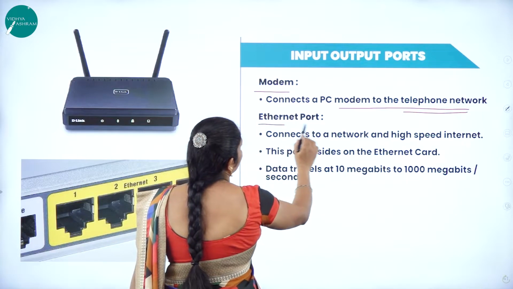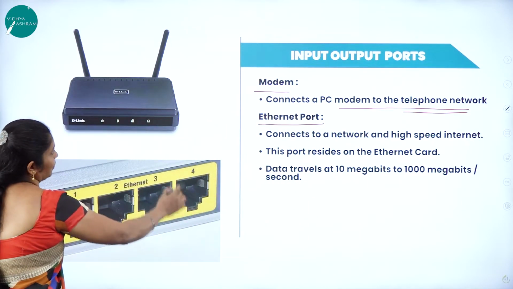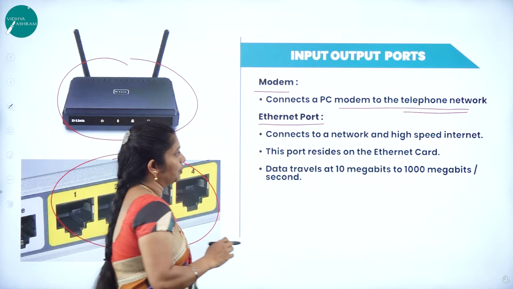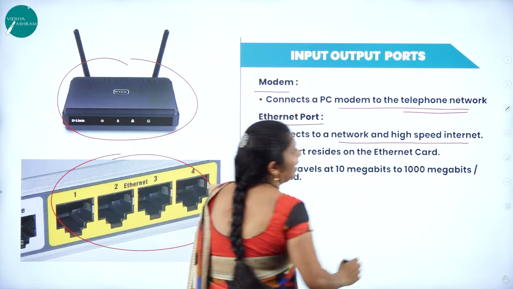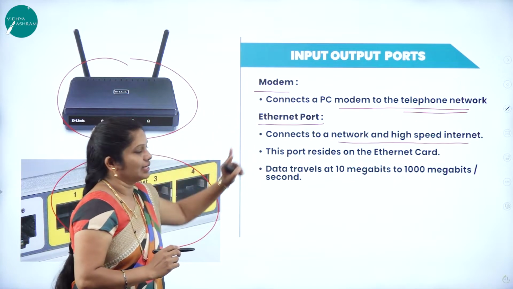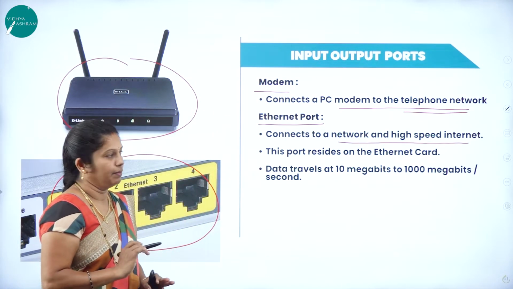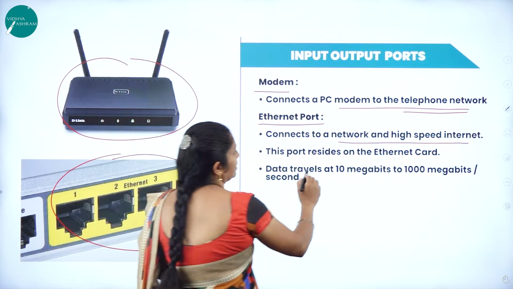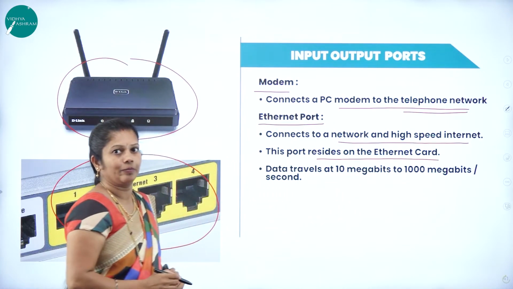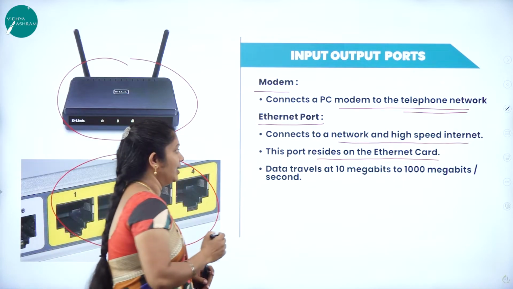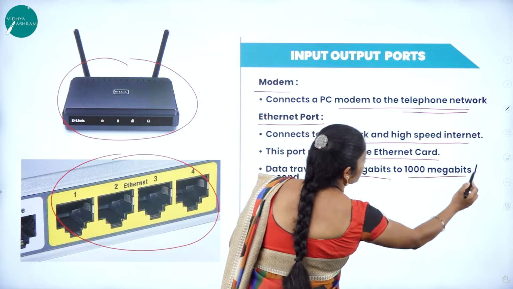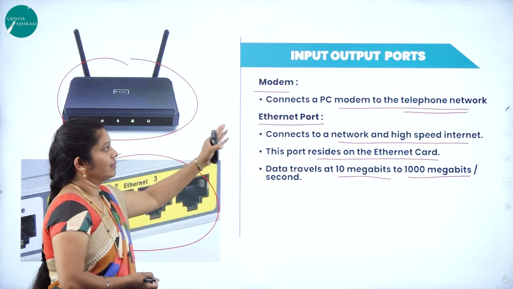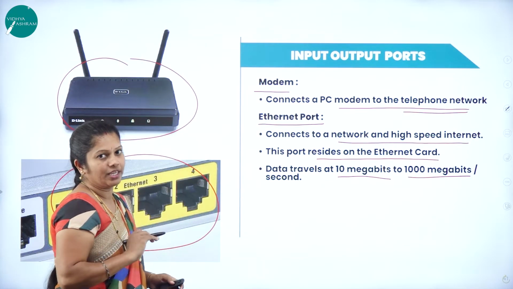Then the next one, the Ethernet port. This is the Ethernet port. Ethernet ports are used to connect to a network and high-speed internet. Both the modem as well as the Ethernet port are used for networking purposes only. Here it is networking with a high-speed interface and this port resides on the Ethernet card. It resides on the Ethernet card and data travels at 10 megabits to 1000 megabits per second.